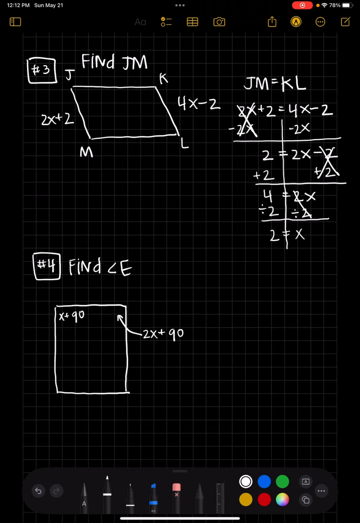Now that's not my answer yet because we don't want to just find x, we want to find line JM. But now that I know that x is equal to 2, what I'm going to do is use JM, which is 2x plus 2, and replace the x with what I know, which is 2. So it's going to be 2 times 2 plus 2, which gives me 6. So my answer is 6. Line JM is equal to 6, which means, and I know it didn't ask us to figure this out, but it also means that line KL is 6 as well.